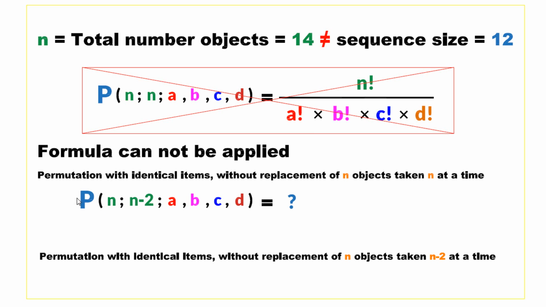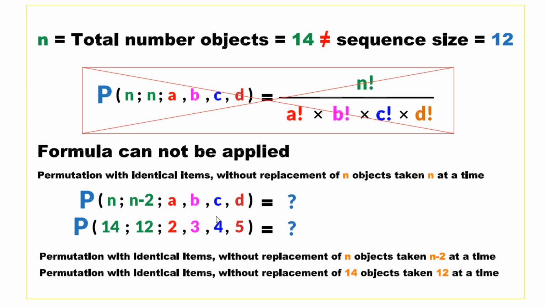And what we need to find is the permutation of n objects taken n minus 2 at a time with identical items A, B, C, and D. So what we need to find here numerically is the permutation of 14 objects taken 12 at a time and without replacement with 2, 3, 4, and 5 identical items.